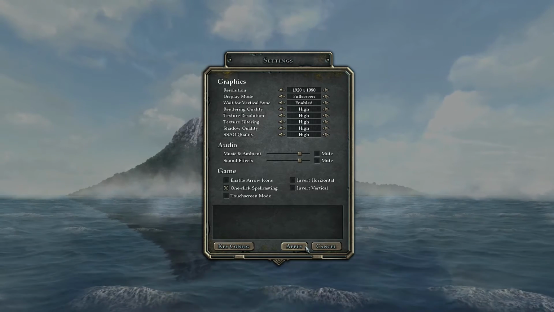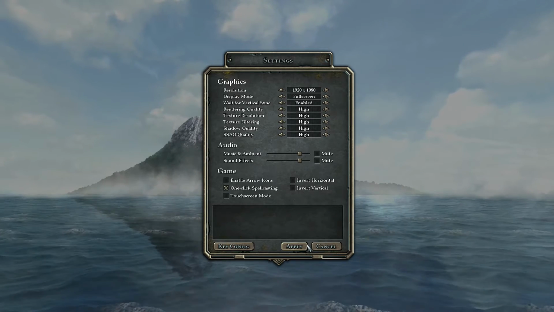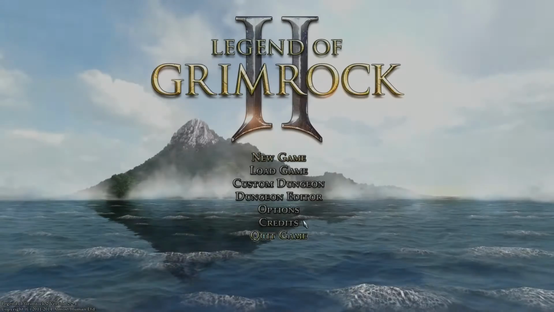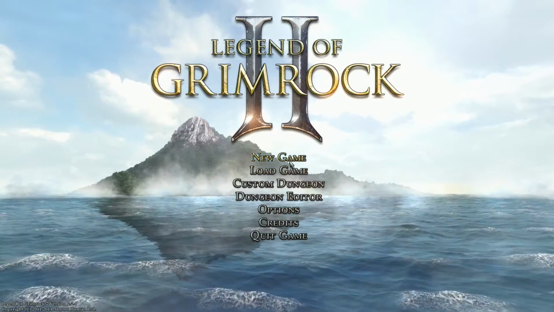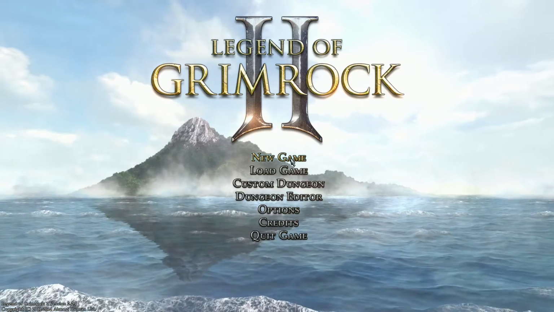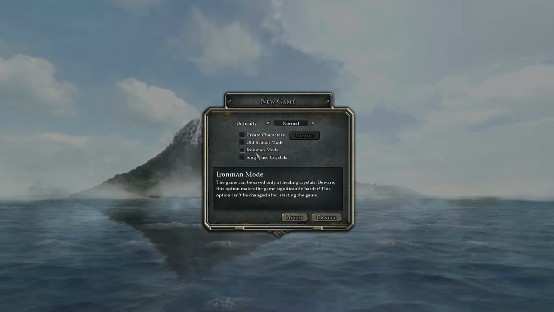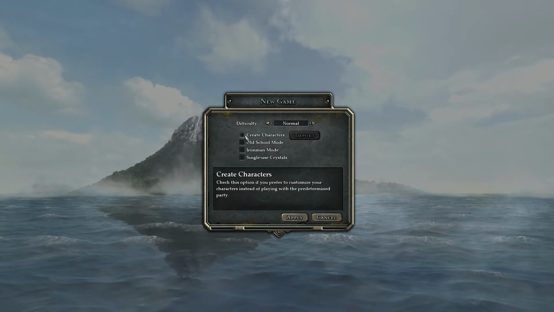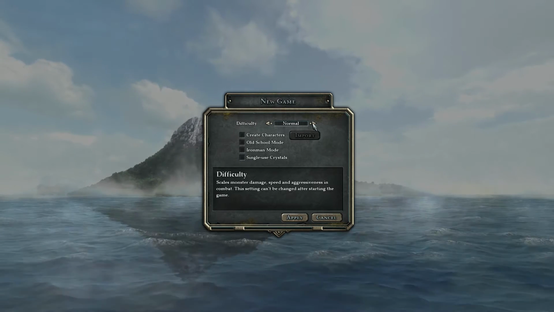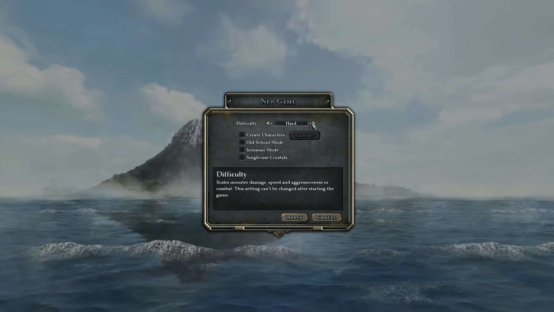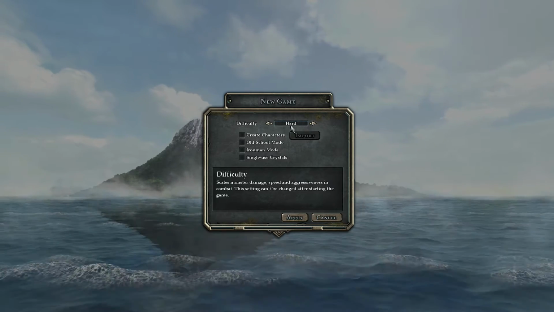This might take a second, but I'll go ahead and skip to when it is in full screen mode. Alright, it seems like I reset the music, that's okay. We'll go ahead and start a new game here. Since I've played through this game a little bit before, I'm going to go ahead and play it on hard mode this time.